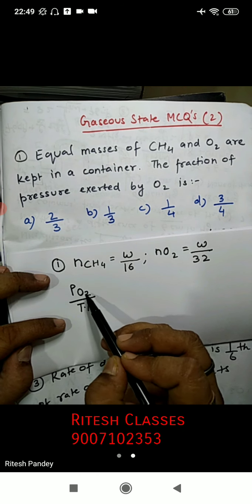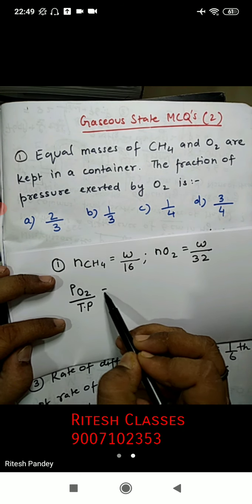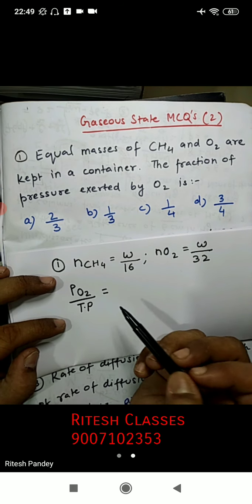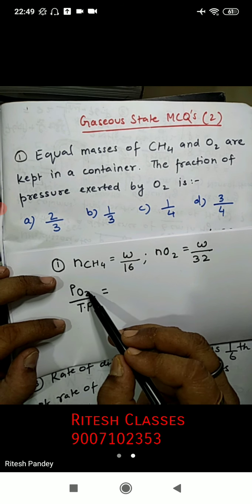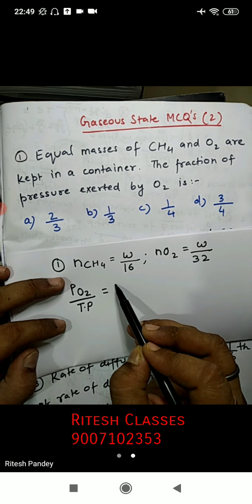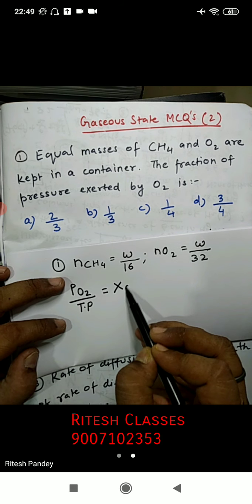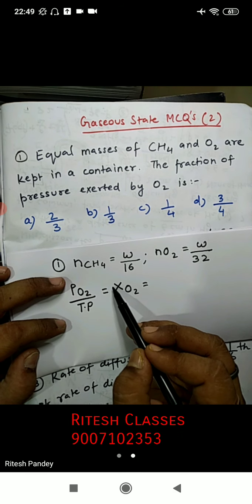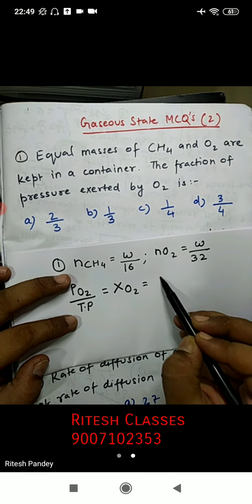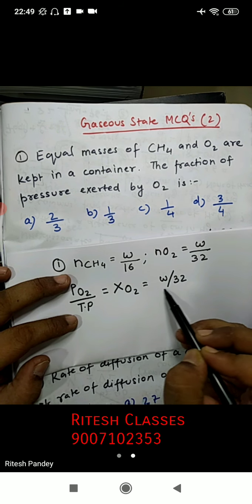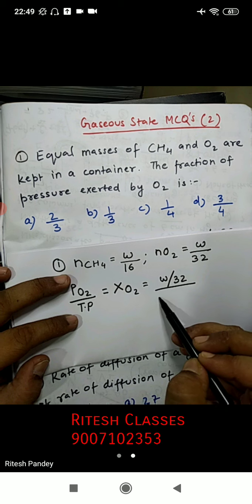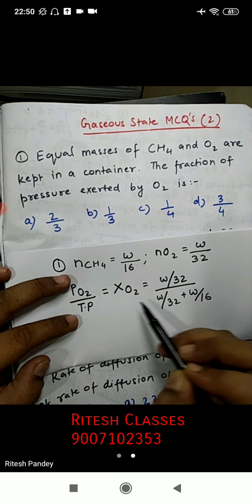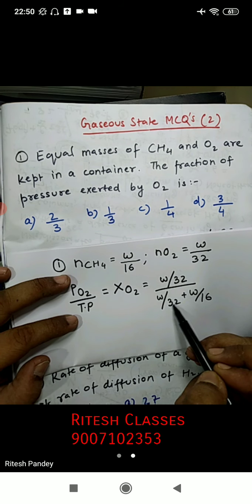You know, the ratio of partial pressure and total pressure is the mole fraction. It's a very basic result of Dalton's law of partial pressure. Partial pressure of oxygen upon total pressure is equal to mole fraction, which is represented as XO2. Mole fraction is number of moles of oxygen upon total number of moles, that is, moles of oxygen plus moles of methane. I repeat, mole fraction is number of moles upon total number of moles.